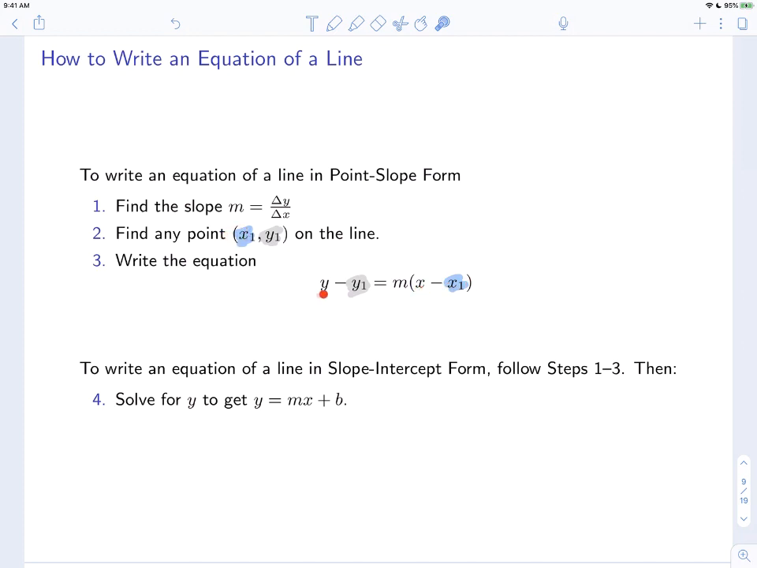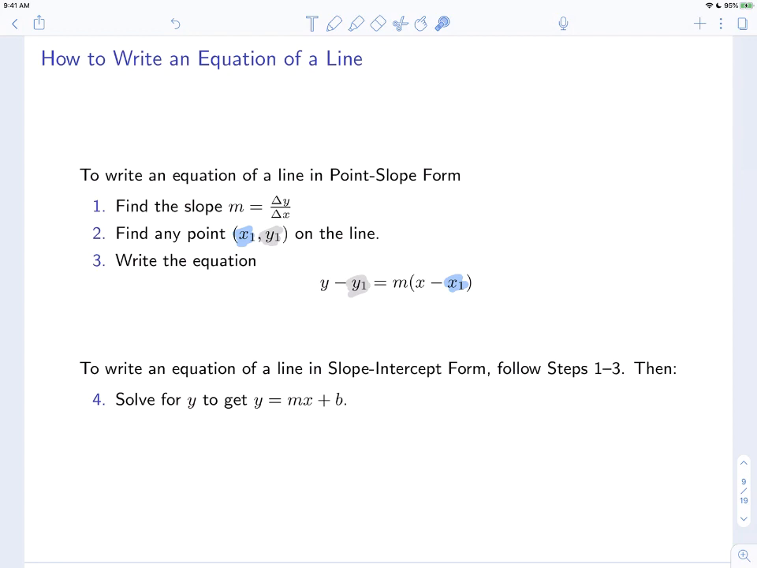This x and that y stay as x and y. m is the slope, so that's going to be some number. x1 is the x-coordinate of a point, y1 is the y-coordinate of a point. So m will be a number, x1 will be a number, y1 will be a number, x will stay as x, and y will stay as y. So that's how you write the equation of a line in point-slope form.